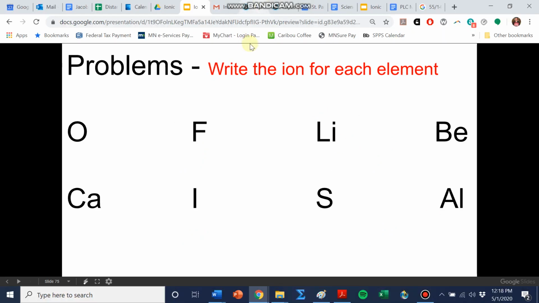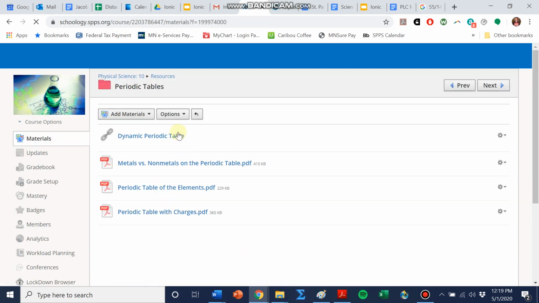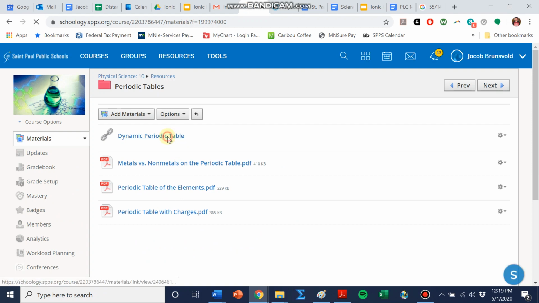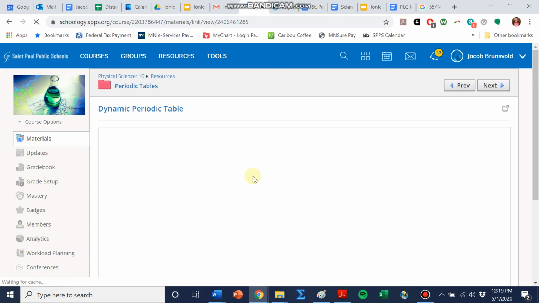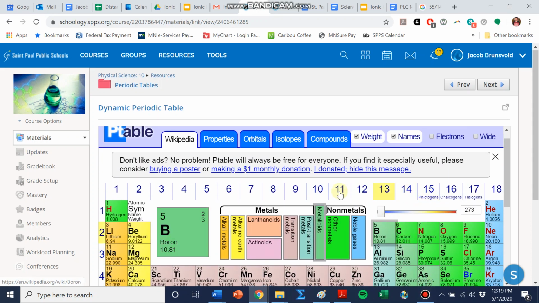If you're looking for any of these periodic tables that we've built so far, because we've done a few of them now, if you want to go here to the course and take a look at resources and then periodic tables, I've got all of our periodic tables together. So here, let's just take a look at what some of those look like. We've got our dynamic periodic table here. This one's really good. It's a website. You can do a lot of really cool stuff in this one.